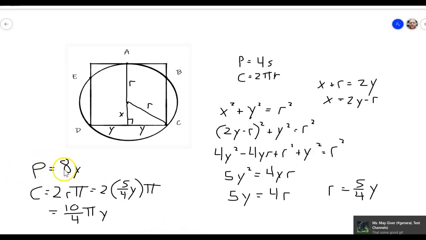So now we know the perimeter is going to be equal to 8y. This is the perimeter of our square, equal to 8 times y, right? Because the y is half of one of these sides. And we know that the circumference is going to be equal to 10/4 times pi times y, right? And y is half of one of these sides. So the longer of these two distances is going to be whichever value is higher, 8 or 10/4 times pi. So all you got to do is put this in a calculator.